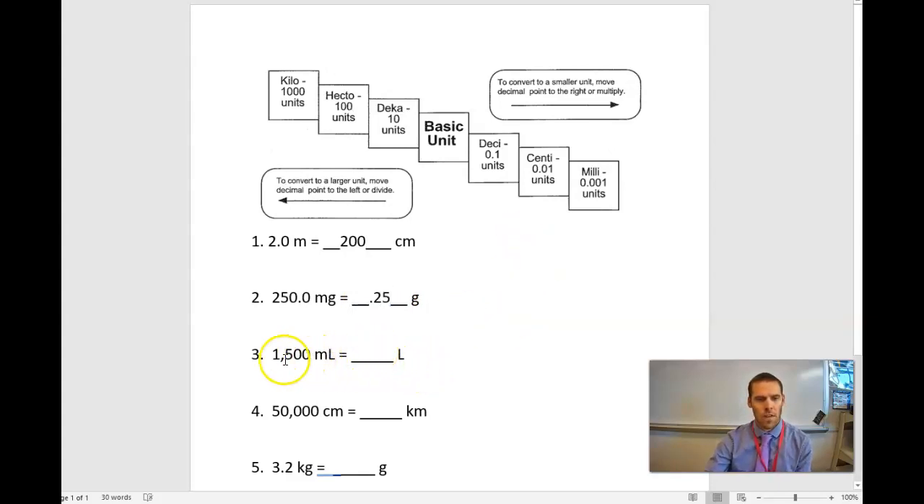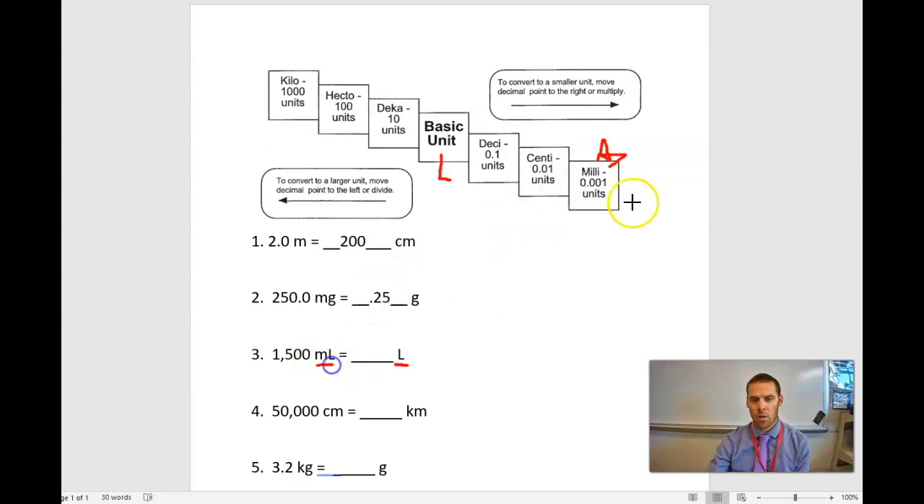For number 3, I have 1,500 milliliters, and I want to convert that to liters. For this one, I'm going to start at my prefix milli. I want to convert to my base unit liters. How do I know it's a base unit? I do not have a prefix in front of it, so liters is my base unit for volume.